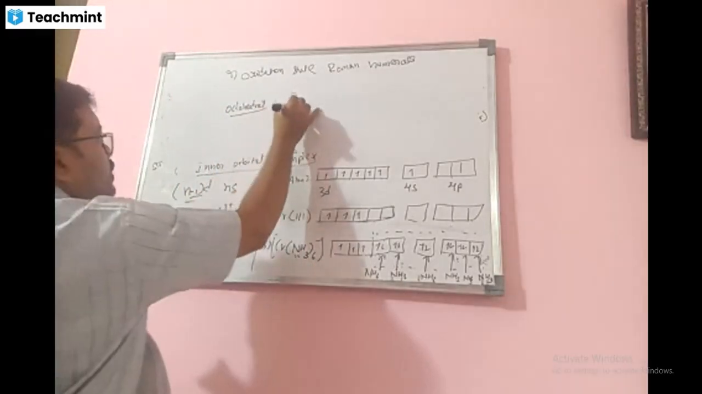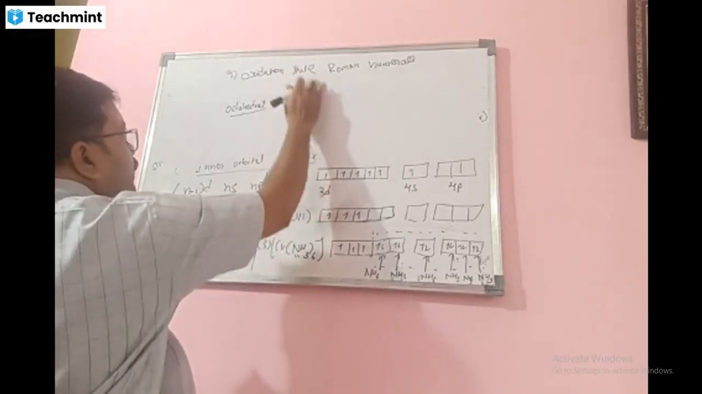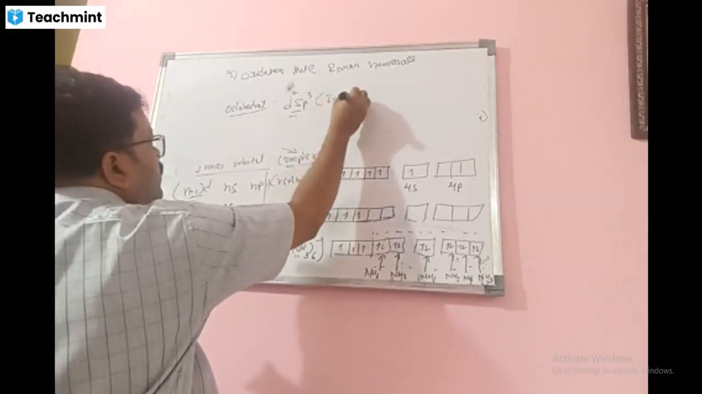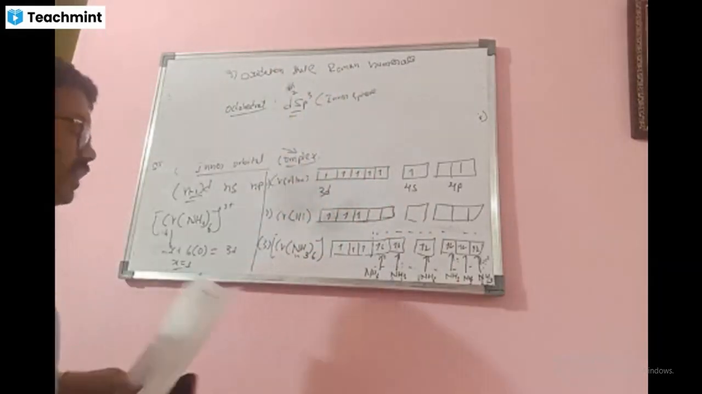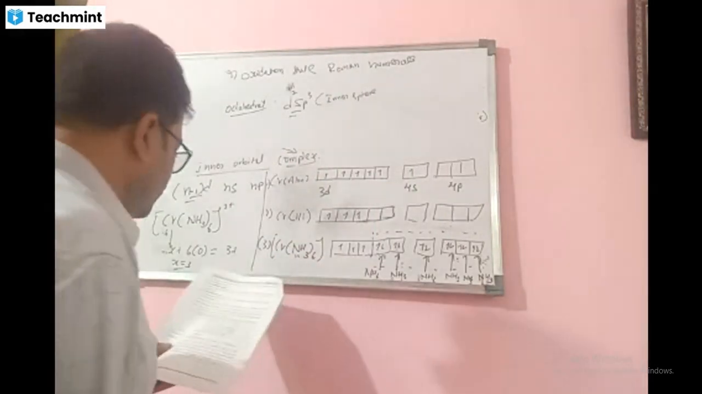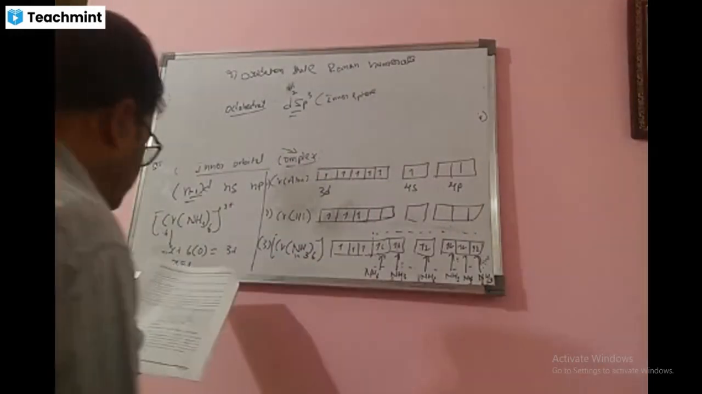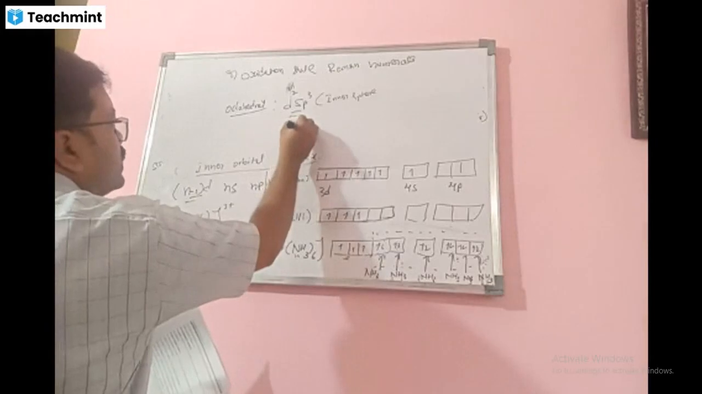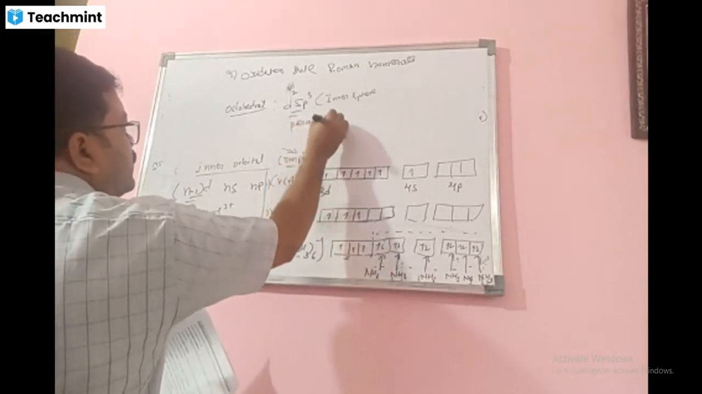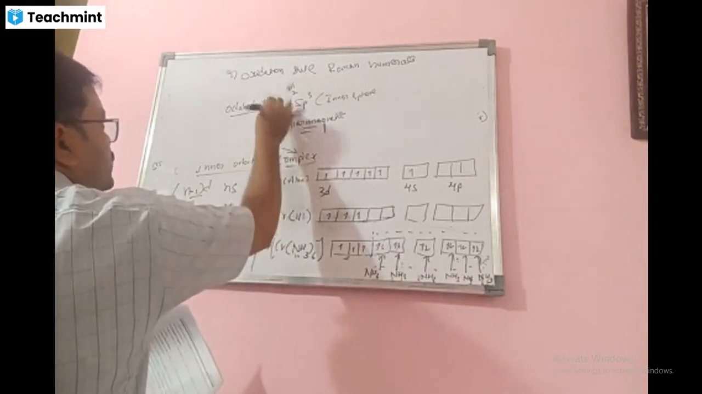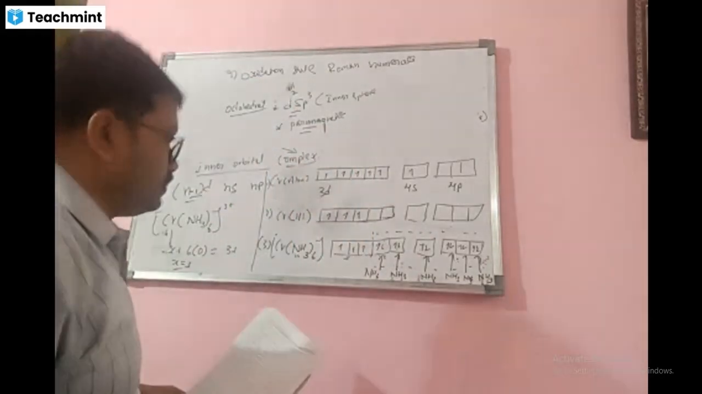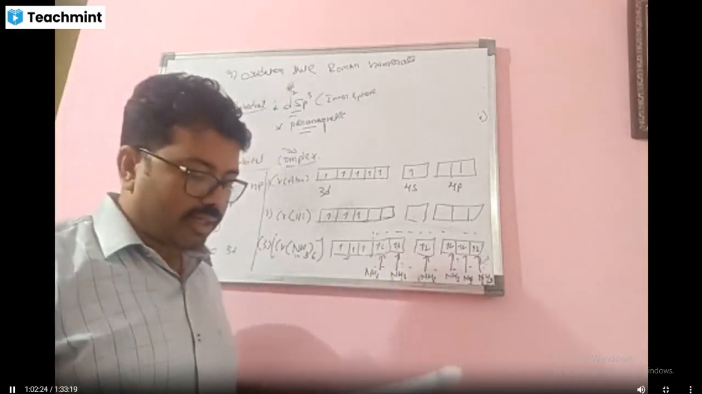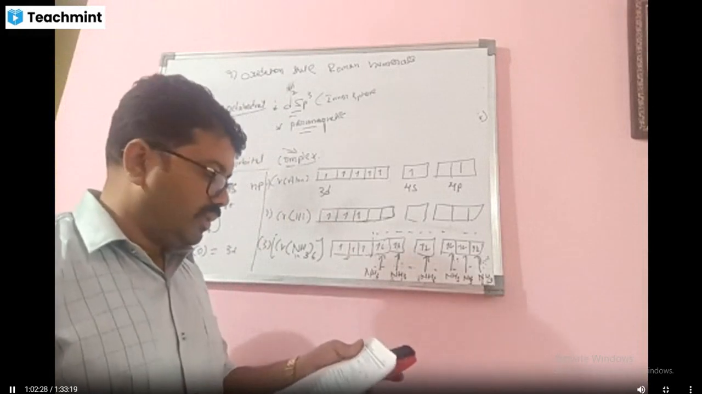When the hybridization is d2sp3, we call it an inner sphere complex. The complex is paramagnetic because unpaired electrons are there. These are the features of the octahedral complex, and this is also supported by experimental data, which shows the complex has d2sp3 hybridization.